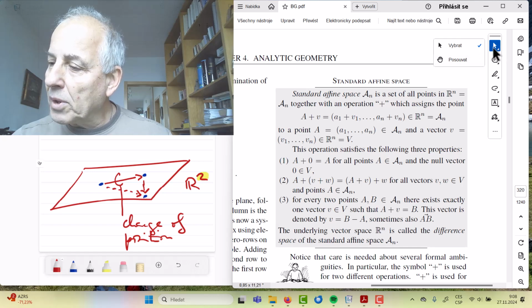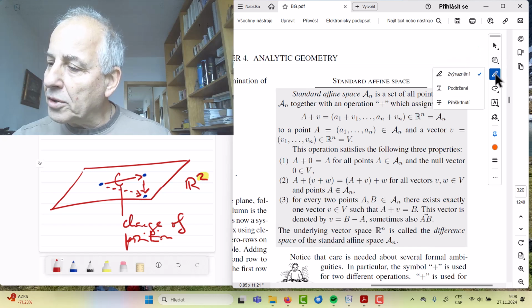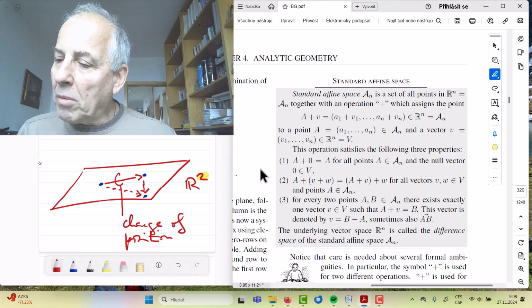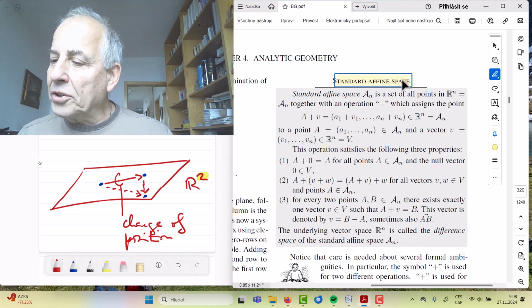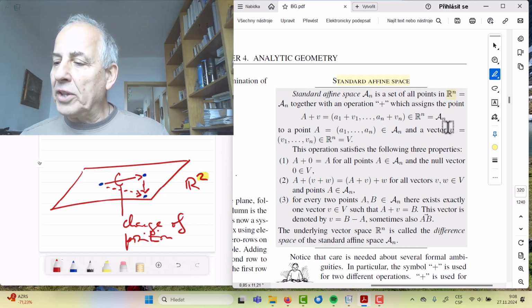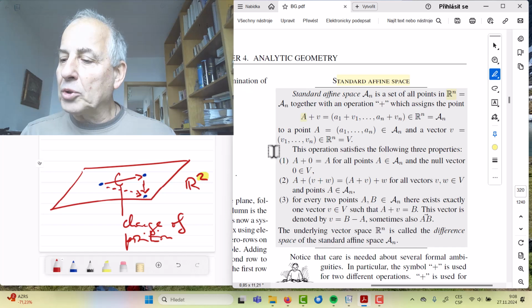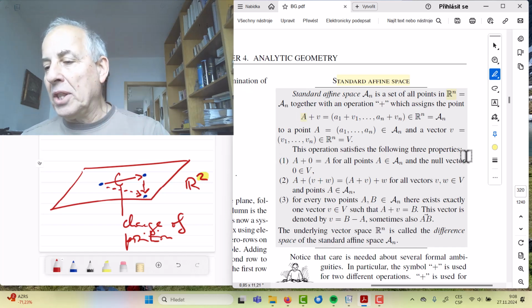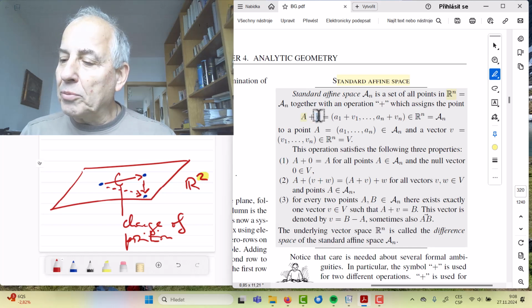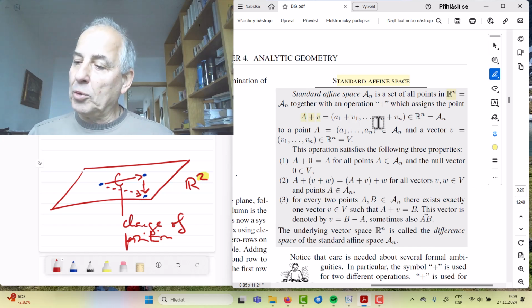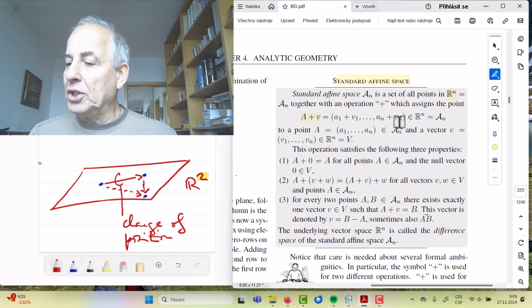So I will change the color. Yes, here I don't like the orange one in marking. So we call it the standard affine space, and this is just the Rn, which we view in two different ways. First is the Rn of the position, so I will use the position notation as the capital letters, and the vectors will be small letters. And what we do have is the addition. The addition is simply adding the values. So to the position I'm adding the vector.